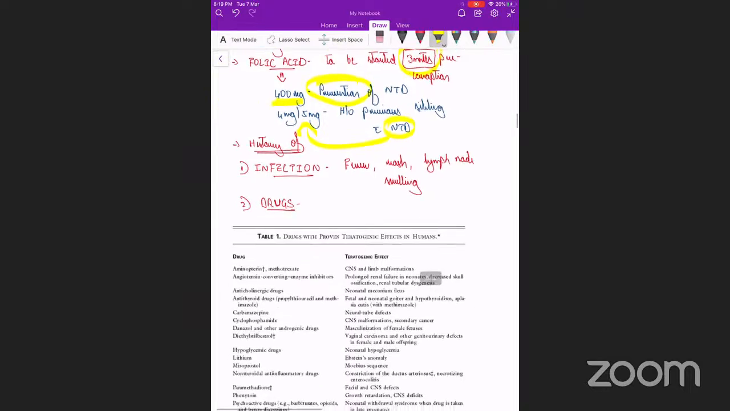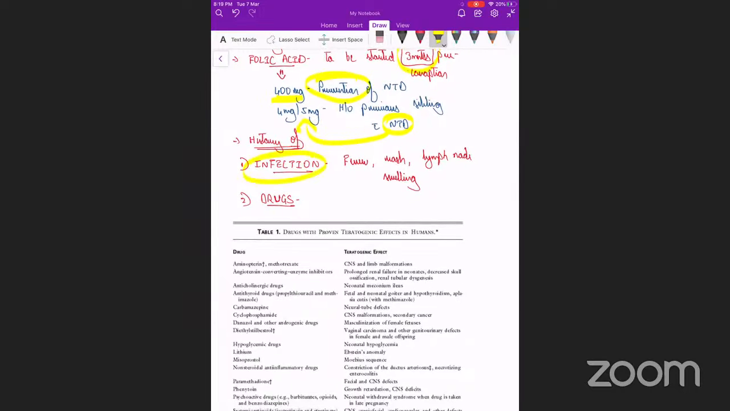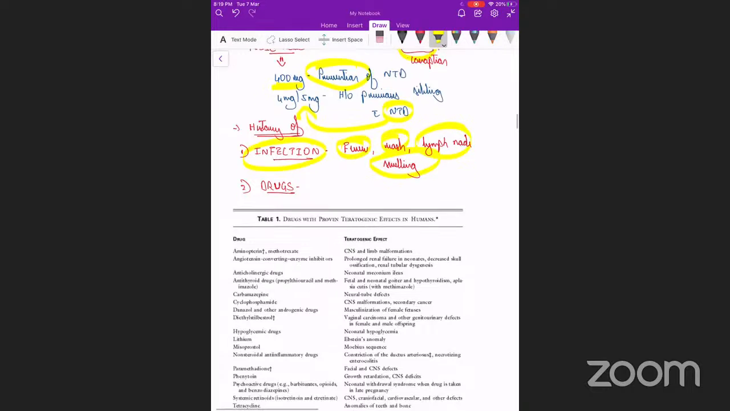Okay. Next is history of any infections. How will we ask? We ask the mother if there is any fever, any rash, or any lymph node swelling, to rule out TORCH infection, intrauterine infection. Okay. Next is drug history.